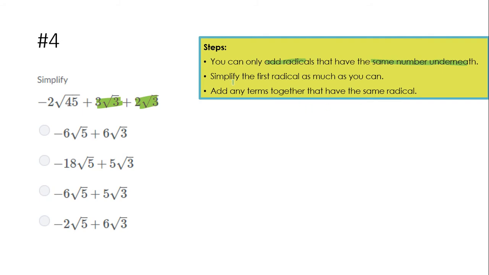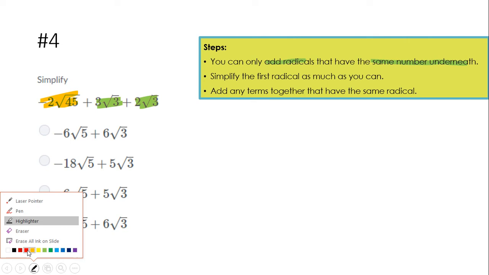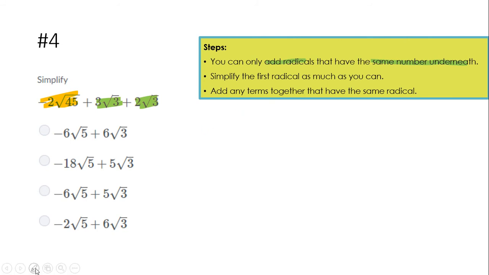Now, the next step says that we need to simplify the first radical as much as we can. So this guy out here is all alone, but that square root of 45, I'm going to try to break that down. So just like in the last example when we talked about the big house and bringing out the pairs, you're going to do the same thing with that part. You're going to break down that 45.